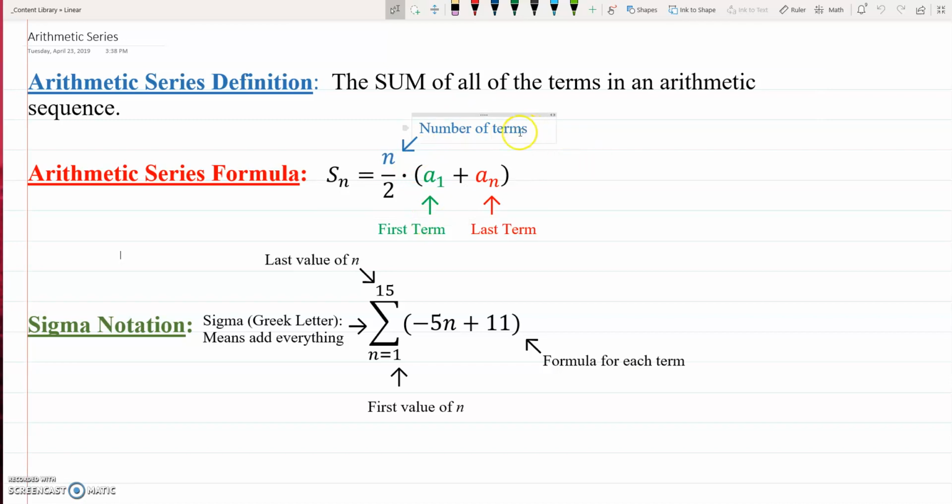The blue part here, this is just the number of terms that I'm asking you to add. So that could be 450. A sub 1, you already know, is the first term. A sub n is whatever the last term is.